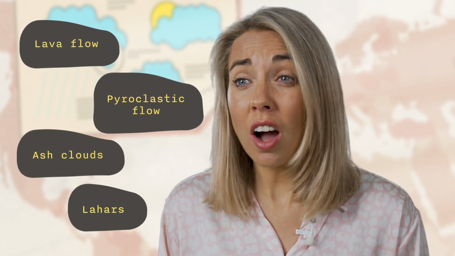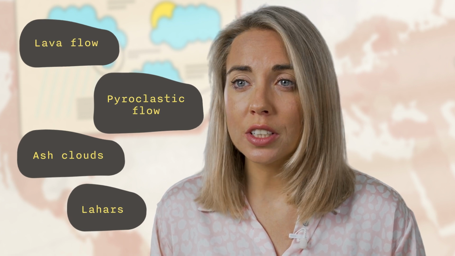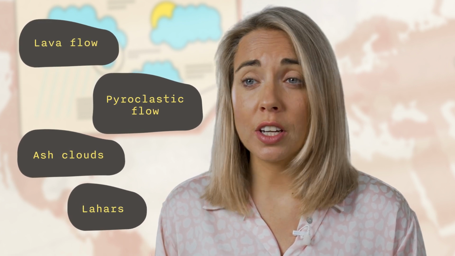The impacts of a volcano can be local or global, and there are primary impacts as well as secondary impacts. Primary impacts occur as a direct result of the volcanic eruption. This includes lava flow, pyroclastic flow, ash clouds, and lahars, all of which can lead to death, destruction, and disruption of a country's economy.